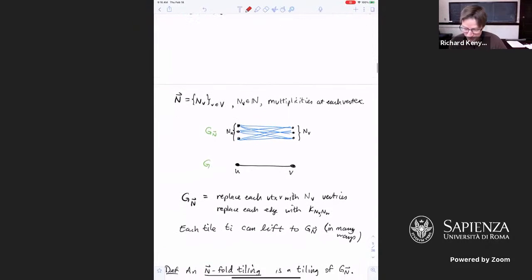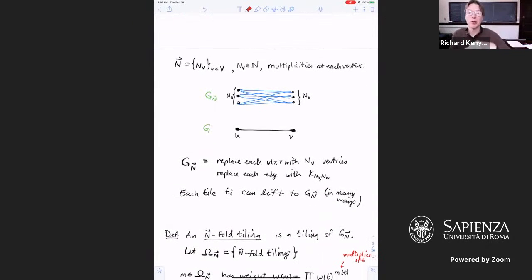Now what we're going to do is take a blow up of the graph. So we're going to choose for each vertex in the graph some multiplicity capital N sub V, which you have to think of as a large number, but it can be any non-negative integer. And we think of that as a multiplicity associated to each vertex.